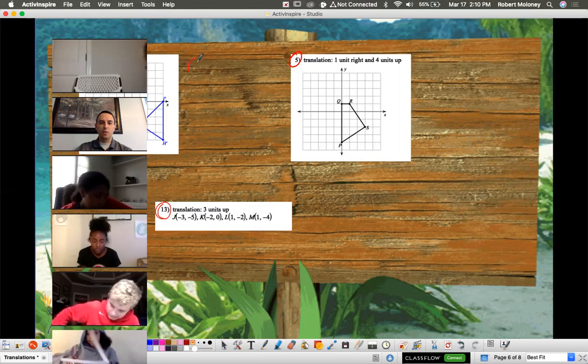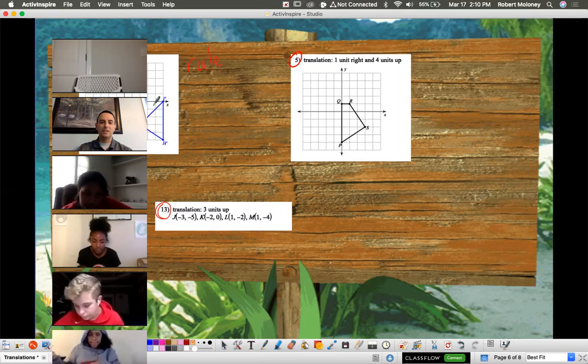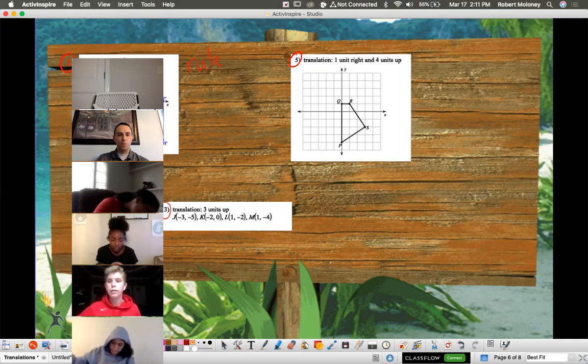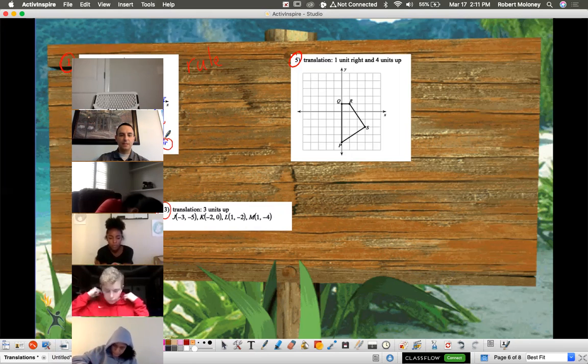All right, so number 1. This one, I'm asking you, what is the rule? What happened between image 1 and image 2? Here's our pre-image. Here's our second image. Pick one point. I typically pick whichever point's easiest to see and ask, where did it go?